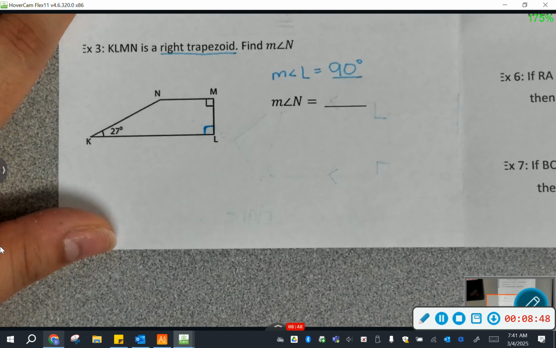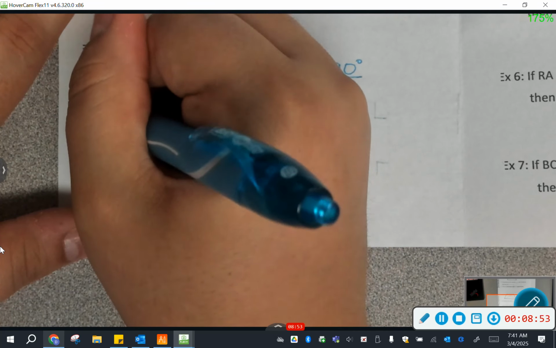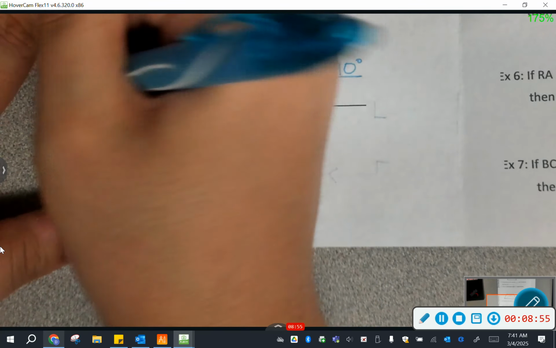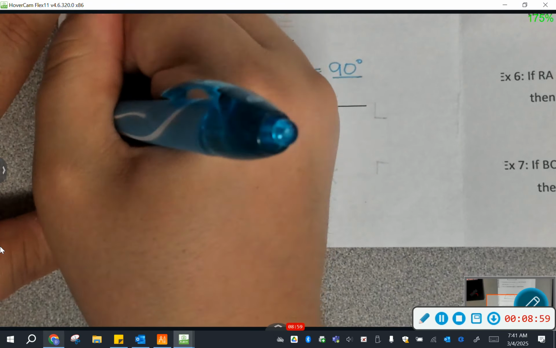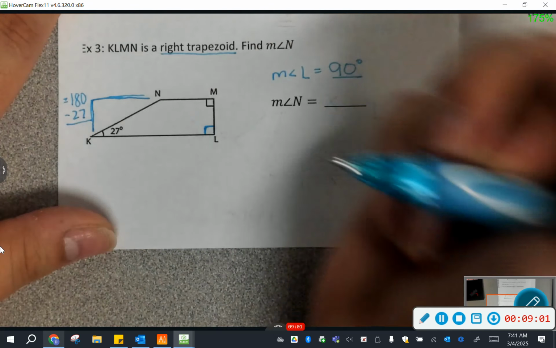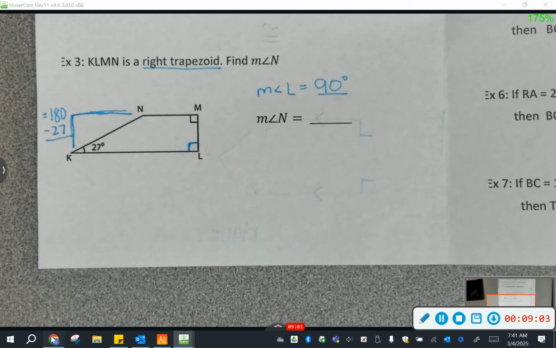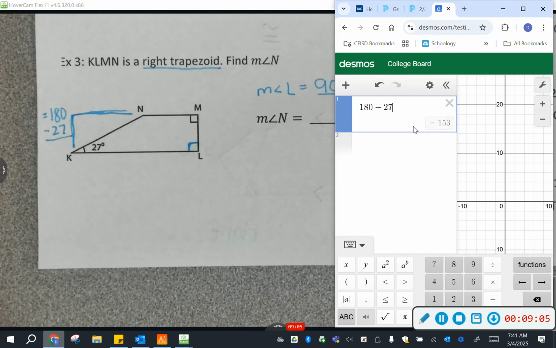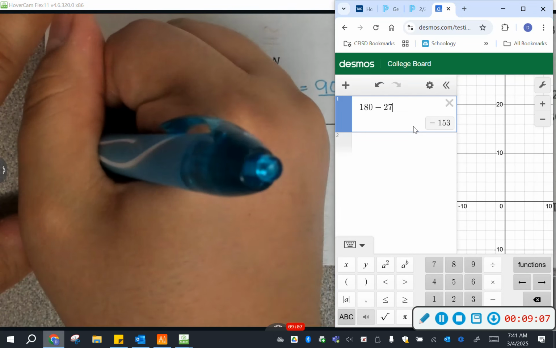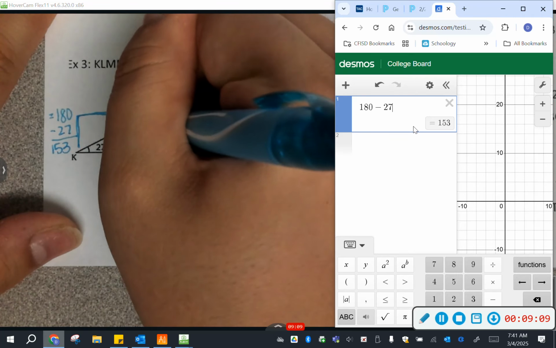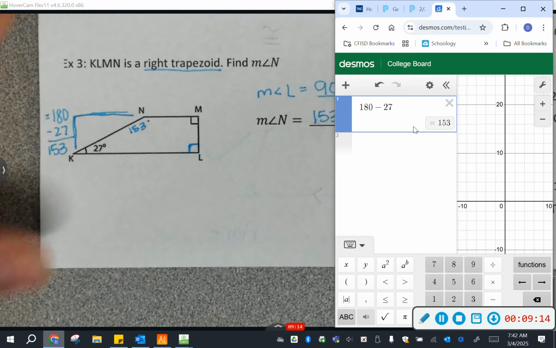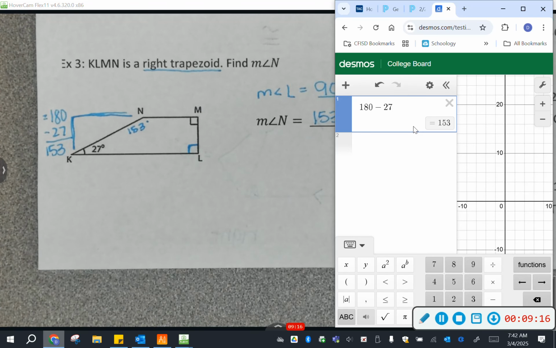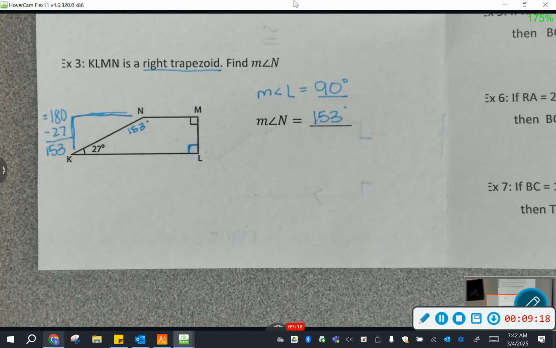How do I find N? What do I know about K and N? They equal 180. So again, what am I going to do? Subtract. What is 180 minus 27? That would be finishing it off.